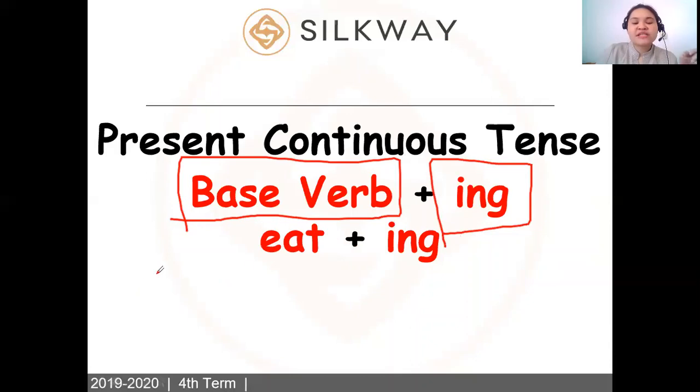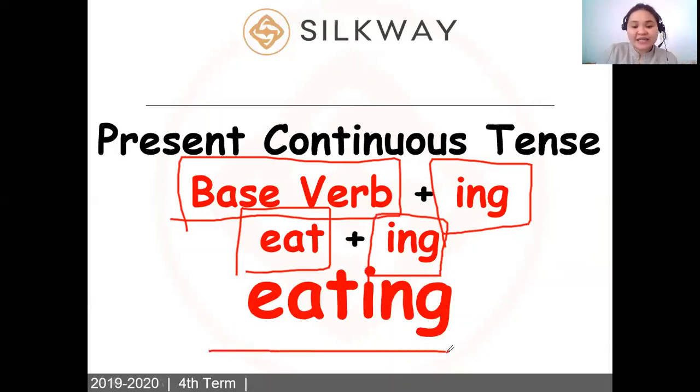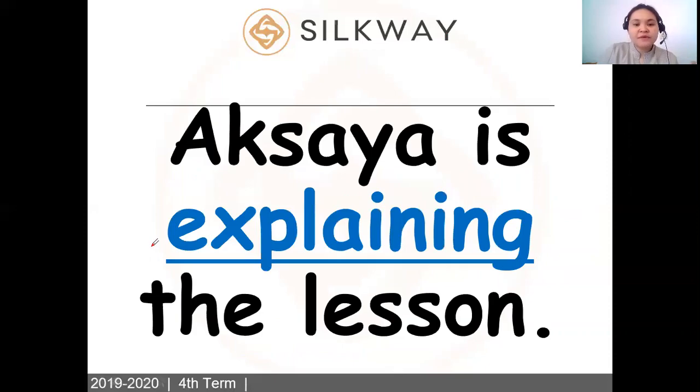For example, we have the base verb eat. It's the base verb or the infinitive. And we have to add ing. So in that case, we have the word eating. So eating is actually the syntax of present continuous tense, right? So let's move on.